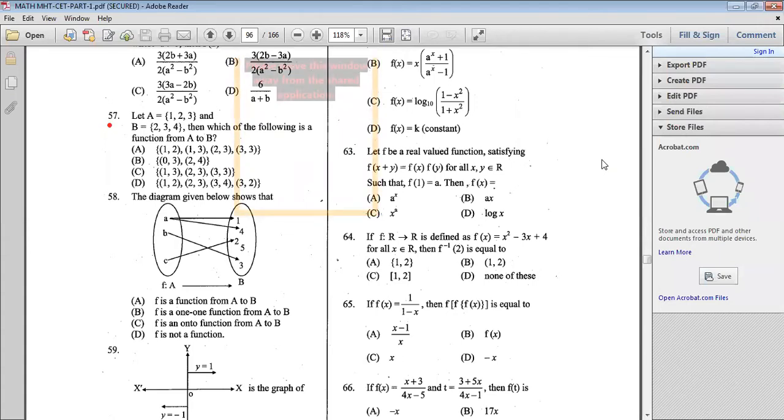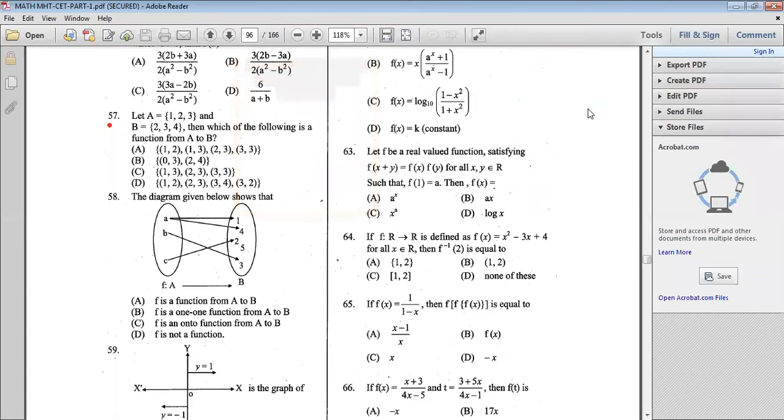And in option B, 0, 3 is given, but 0 is not there in A. That's why it is not the function. In option C, 1 has only one image, 2 also has only one image, 3 also has only one image. That's why that is the function. Why not D? Because 3 has two images, 3, 4 and 3, 2. So that is not the function. So option C is correct.